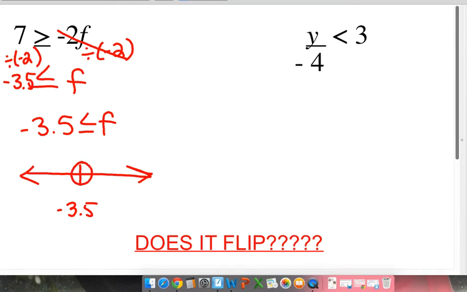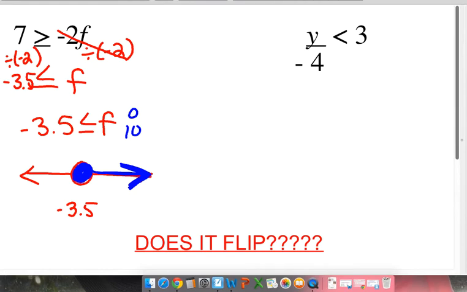Find some numbers for f that would work. What would work? -3.5 is less than what? Well, it's less than 0. It's less than 10, right? So where would those numbers be on this number line? They would be this way. And I would shade it in because it's equal to. Cool. Let's do the next one.